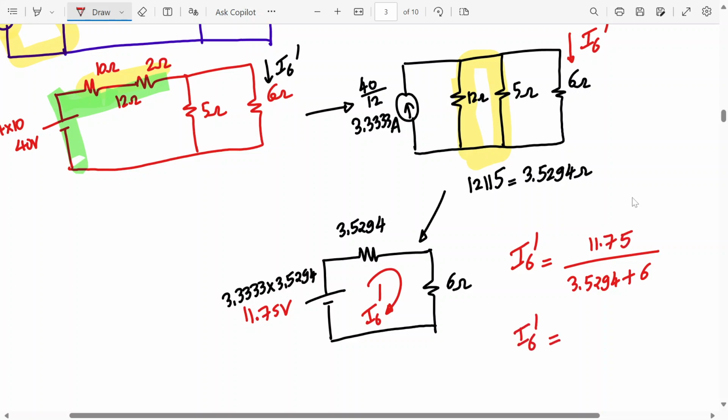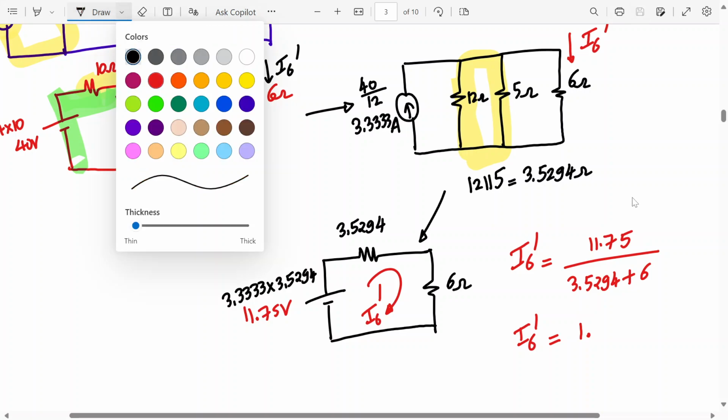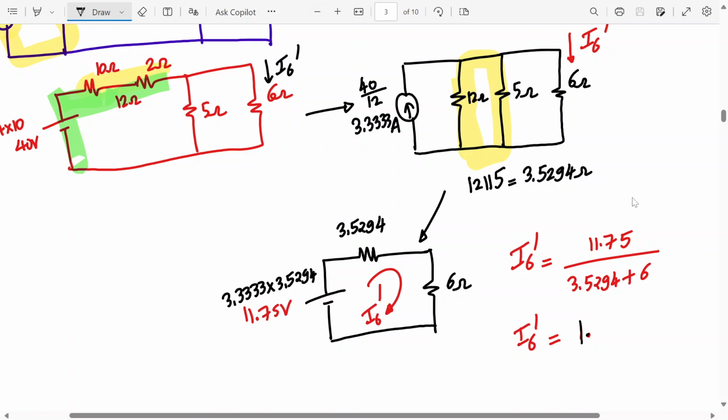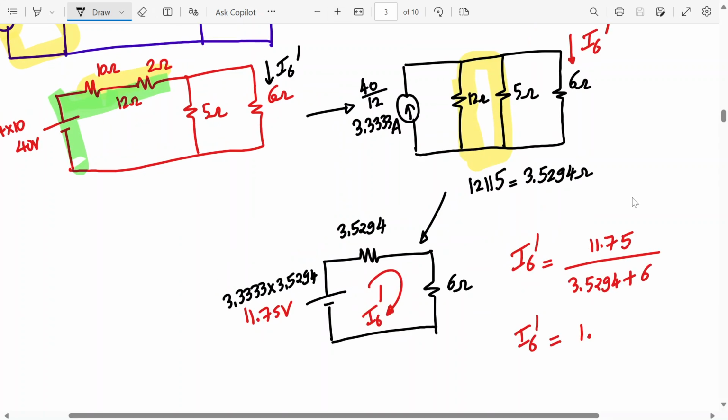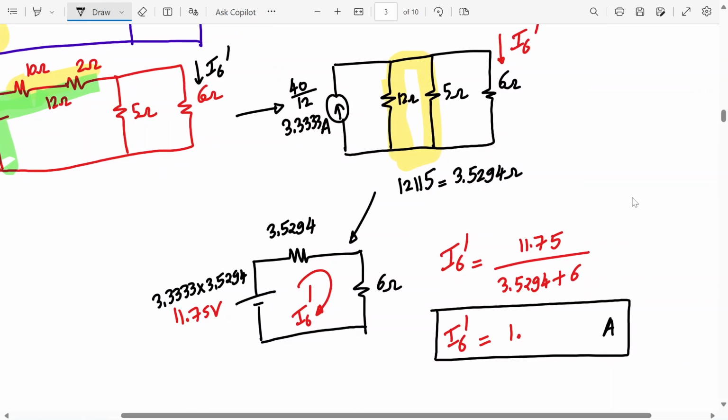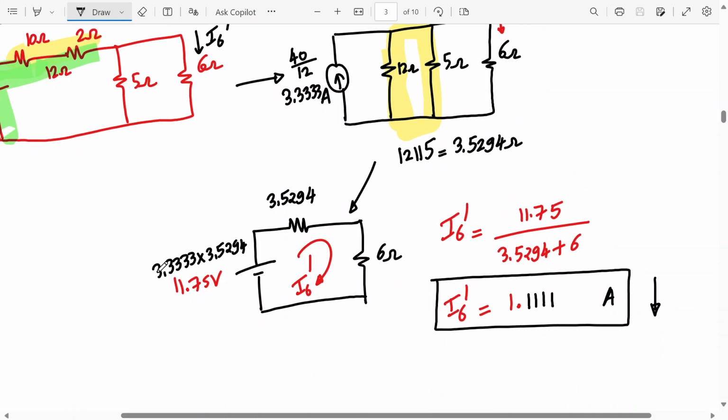So tell me this I6 dash now. How much is it? 1 point something. 11.75 divided by 3.5294 plus 6. What's the answer? 1 point. Anyone? Amperes, and its arrow is down. 1.11 you are getting? Yes or no? 1.233. 11.7. This you multiplied with 4 digits or 3 digits? 11.75.